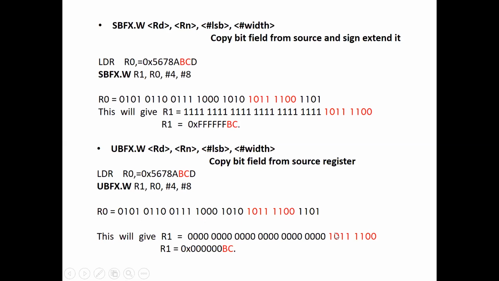And now this instruction indicates there is no sign extension. So whatever the most significant bit of the selected bit field might be, it does not bother. It will include zeros here. Okay, there is no sign extension. So after execution of the instruction, the R1 content will be 0x000000BC. So this will be the data.